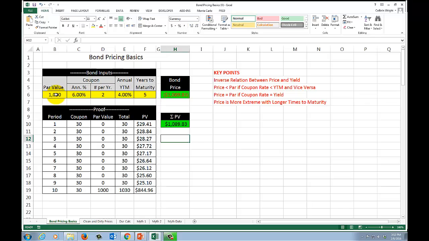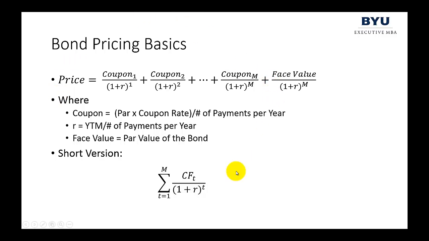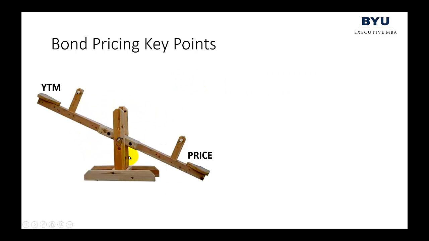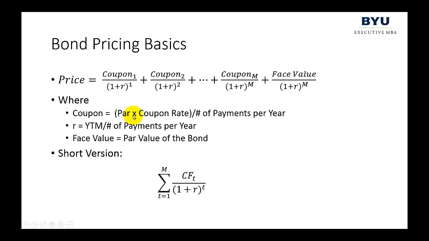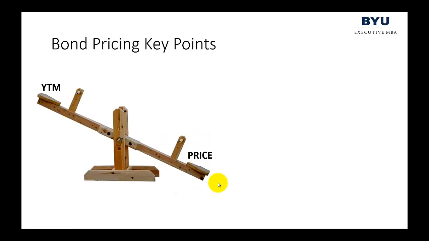So there are a few key points that we want to take away from this bond pricing discussion. The first key point is, let's look at the shorthand formula. What is the relationship between price and yield to maturity? We'll notice that yield to maturity is in the denominator on the right-hand side. What that means is there is an inverse relationship between yield to maturity and price. If yield to maturity goes up, that's going to decrease the price of the bonds. So that's the first key point: there's an inverse relationship between yield to maturity and price.